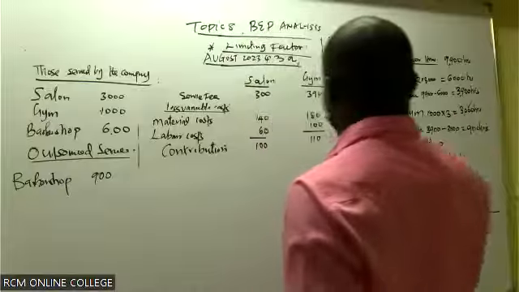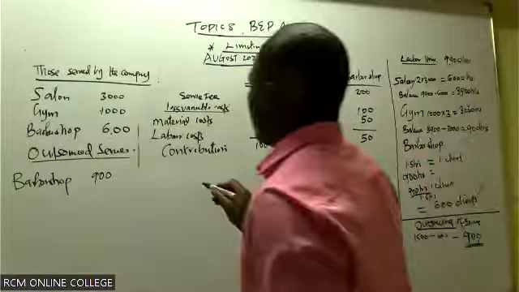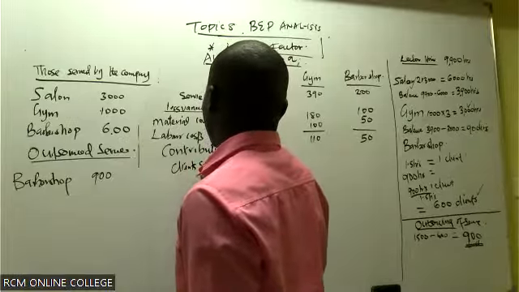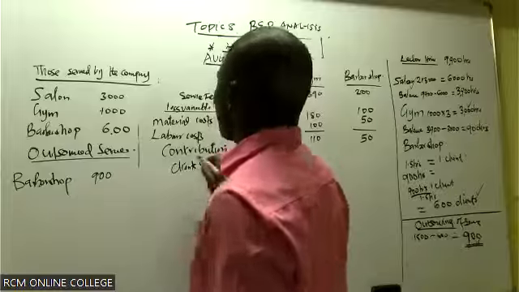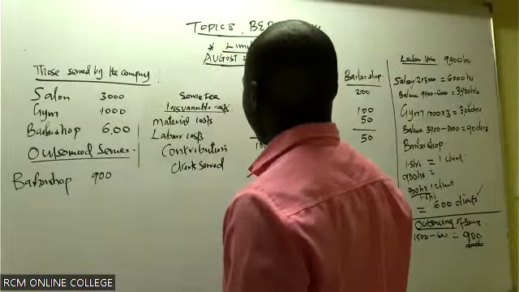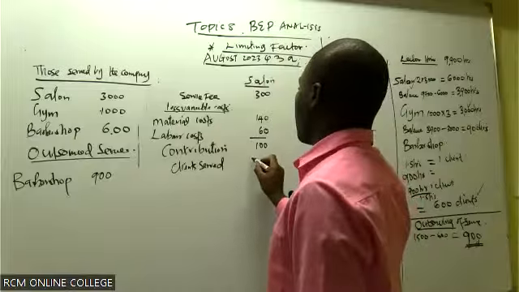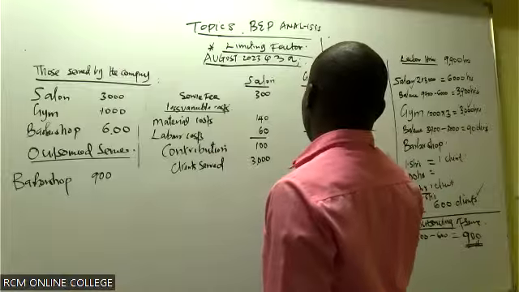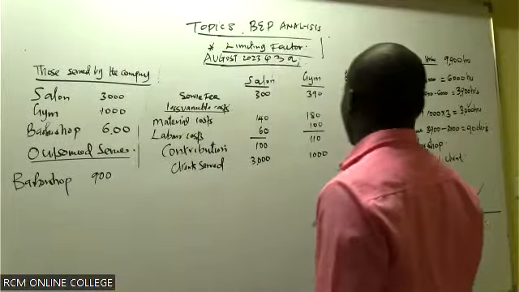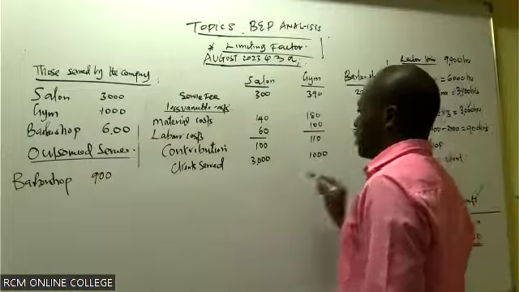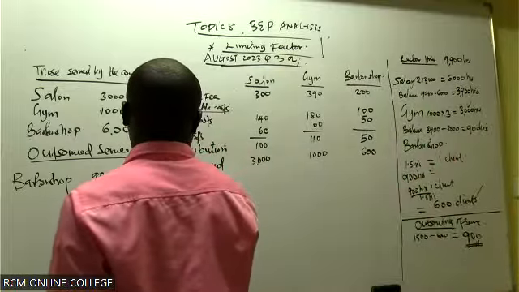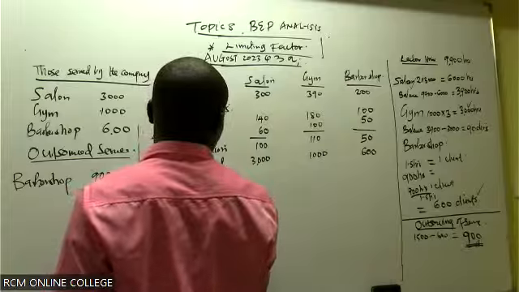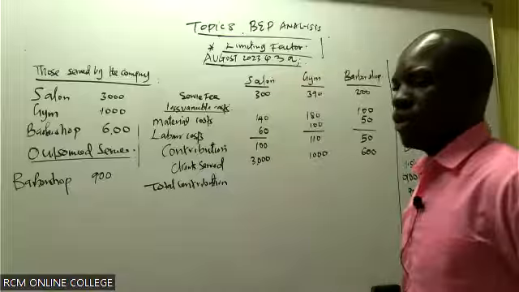After copying everything, what do I do? I only need to give here clients served or units produced. So the clients served: one, under salon, I'm going to serve 3,000. Under gym, I'm going to serve 1,000. Under barber shop, I'm going to serve 600. See, I'm now able to get total contribution.